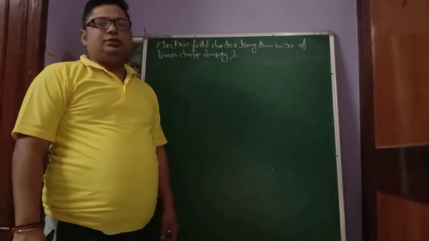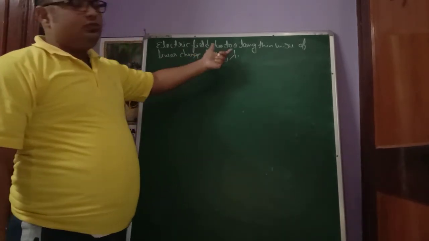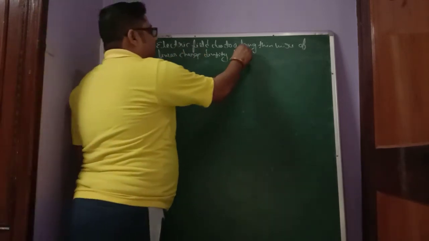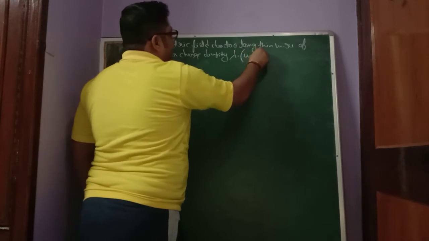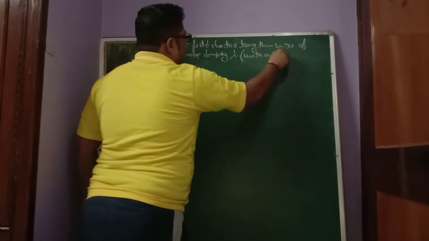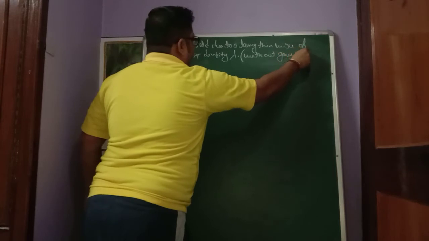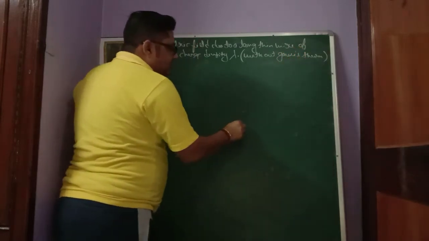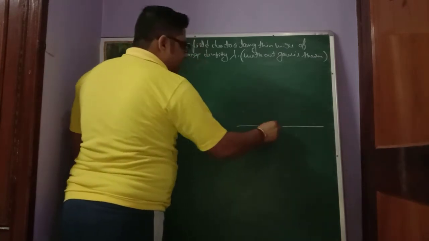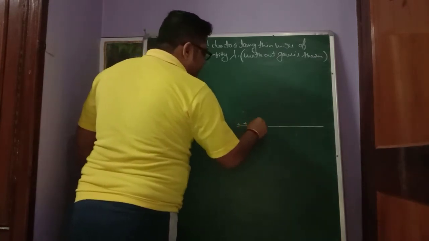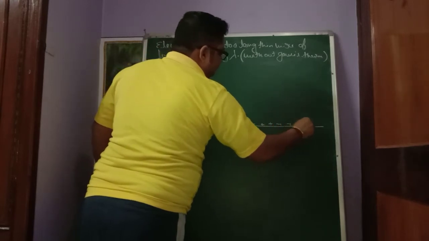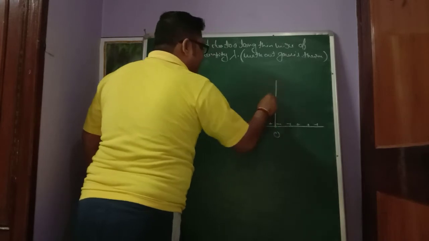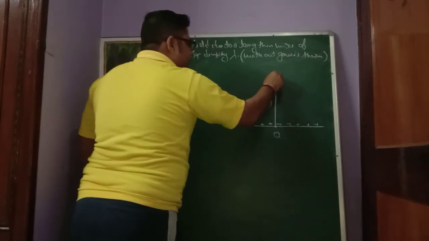Now if we have to calculate the electric field due to a long thin wire of uniform charge density lambda without using Gauss theorem, then how can we calculate? Now suppose that this is a long, straight wire, having positive charge, and this is the origin O, at distance y. We have to calculate the electric field due to this wire.